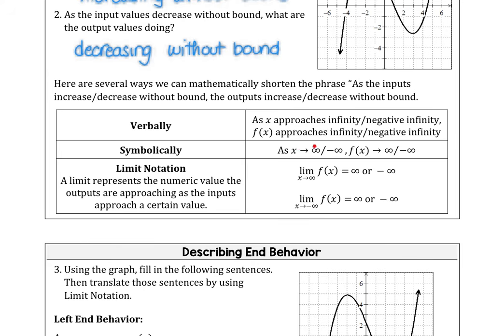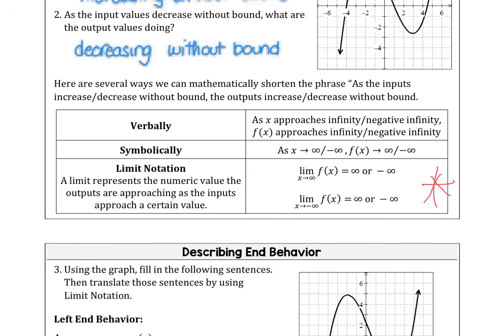So as x approaches infinity, either positive or negative, the y values are going to approach positive infinity or negative infinity. That's symbolically. We've already practiced the verbal. And the limit notation, which is new to our course, you might want to put a little star by this. This is important to understand how to write it and how to read. We say the limit as x approaches infinity on our function f is positive infinity, or you could replace that with negative infinity. And the limit as x approaches negative infinity is either positive or negative infinity.